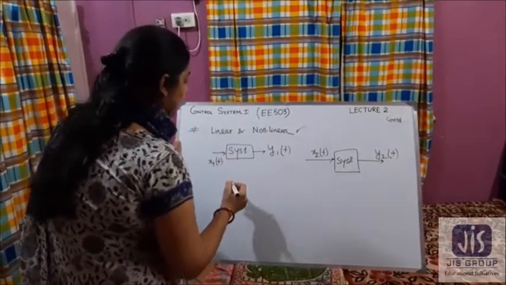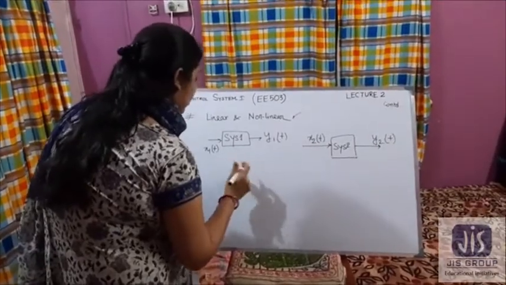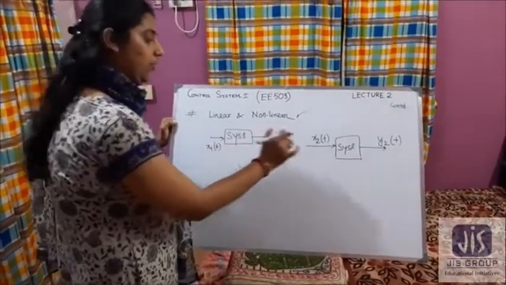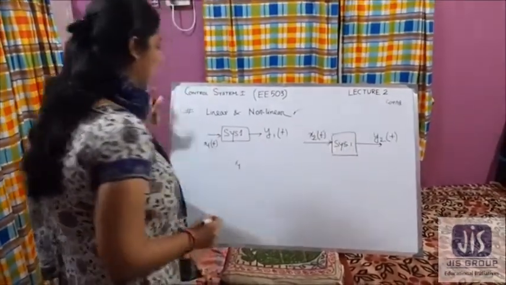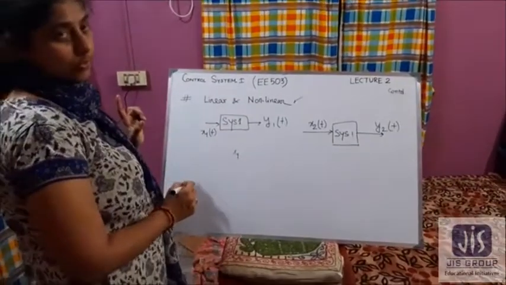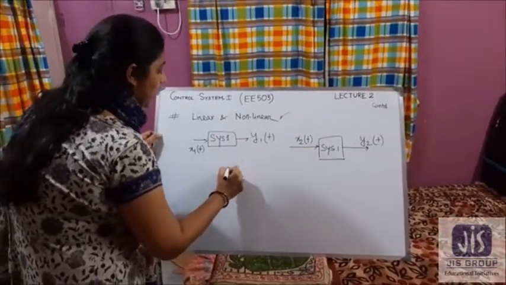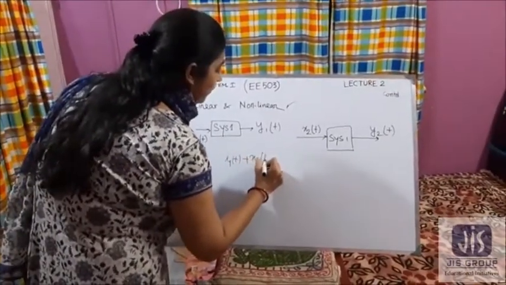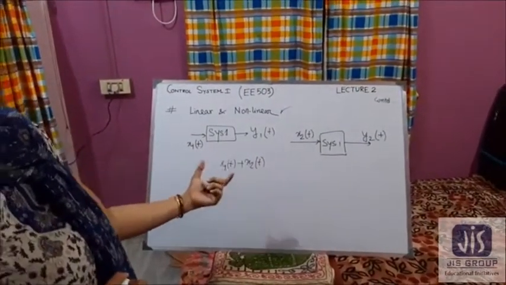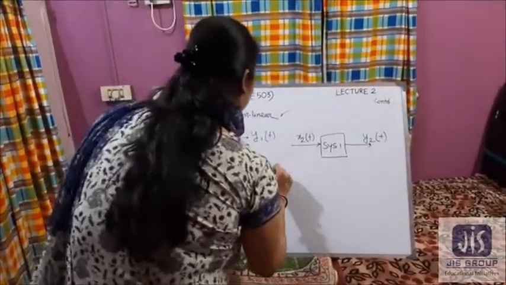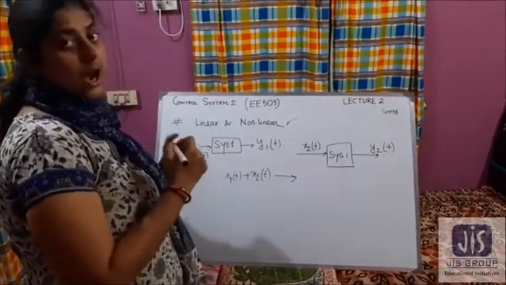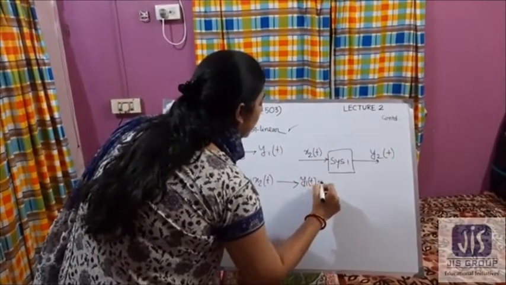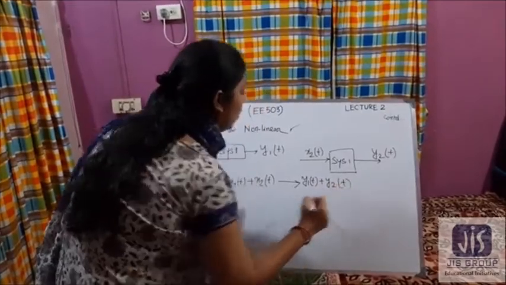The law of additivity means, system 1 and system 2 both have the same transfer function, or we can represent both by the same system, and two different inputs are used and two different outputs are coming. For the first one, x1(t) is applied and for the next one x2(t) is applied. If we give the summation of these two inputs to the system, then according to the law of additivity, the output should be y1 plus y2. So this is the law of additivity.